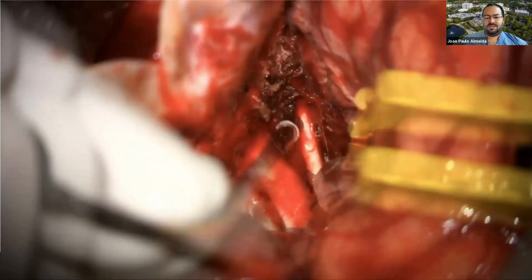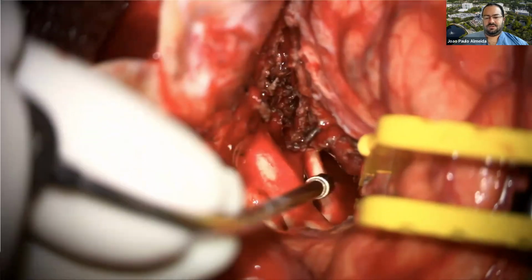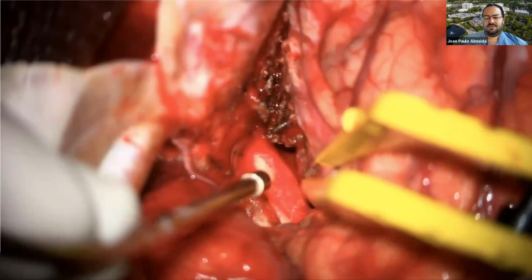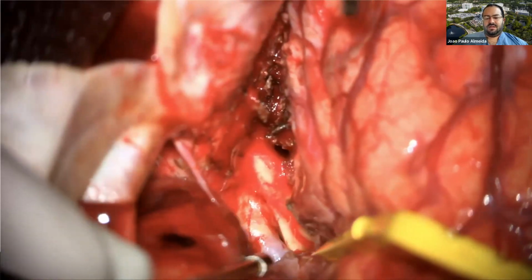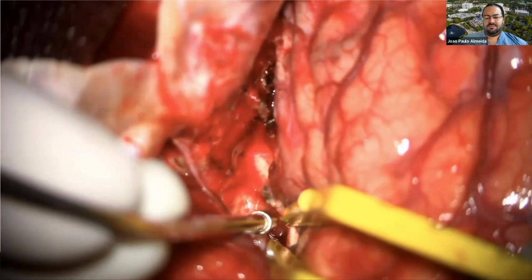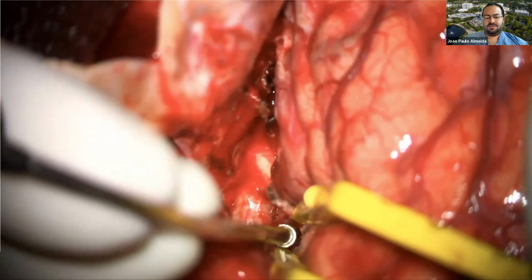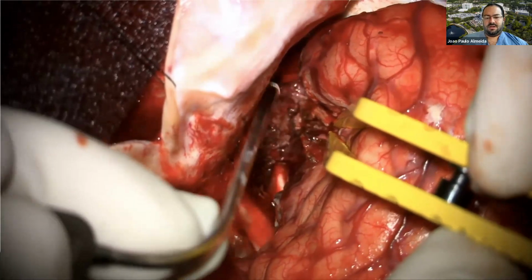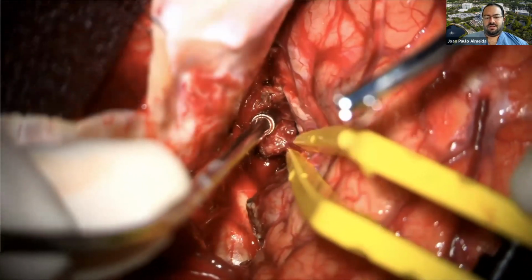I opened some of the lamina terminalis. That's what was being highlighted there. And then we see the left and the right optic nerve. And then we're also going to identify at some point the pituitary stalk as well. So opening between the optic and the carotid, lifting up contralaterally.